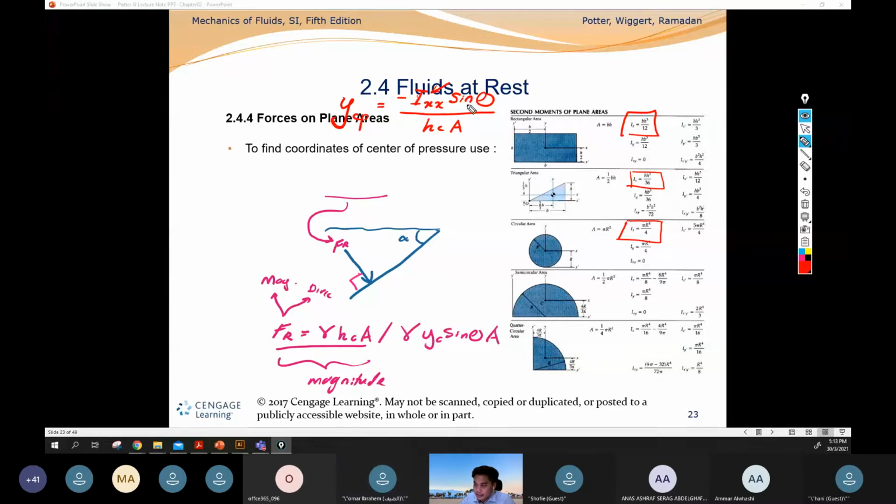Alright? So Ixx sine theta over hc. So for example, if you find the Ycp, where is the Ycp? First you need to know the centroid. Where is the centroid, everyone? The centroid of the plate. At the center, or at the middle, right? We label it here. So the Ycp is actually the distance from the centroid to this point. This is what we call Ycp. Everyone understand?